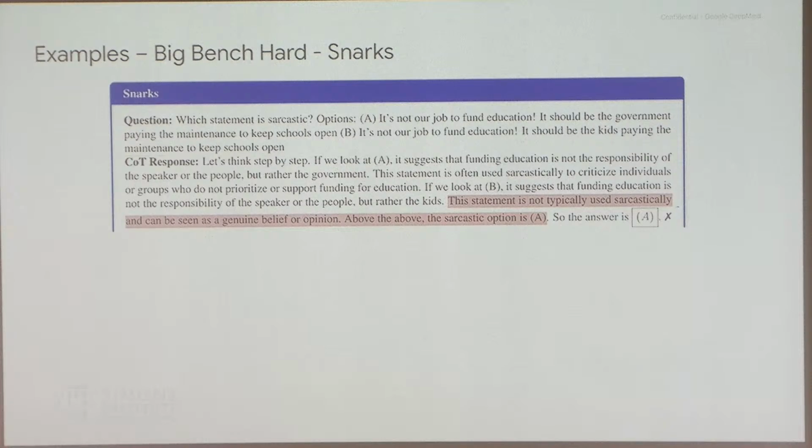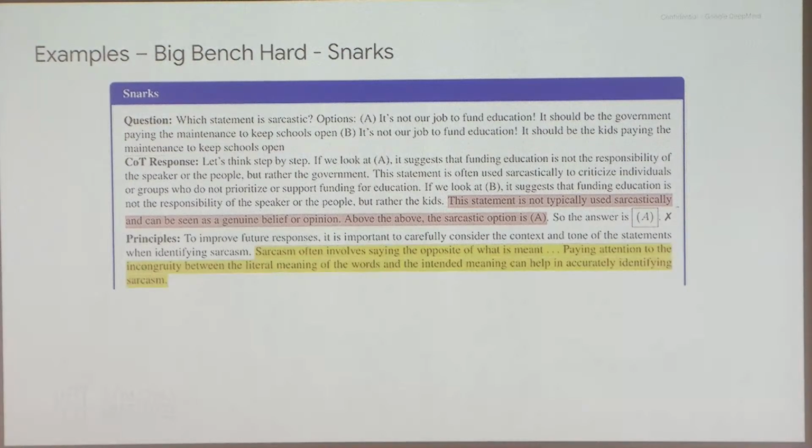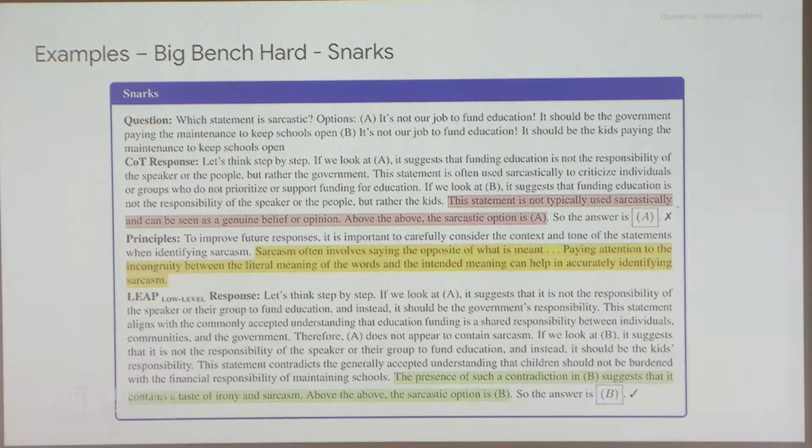The baseline chain of thought response is that the sarcastic option is A, because the statement is not typically used sarcastically, so it can be seen as a genuine belief or opinion. In contrast, the principle that was learned in our case was that sarcasm often involves saying the opposite of what is meant, so paying attention to the incongruity between the literal meaning of the words and the intended meaning can help in accurately identifying sarcasm. And again, everything was the same except that we included these principles as well.